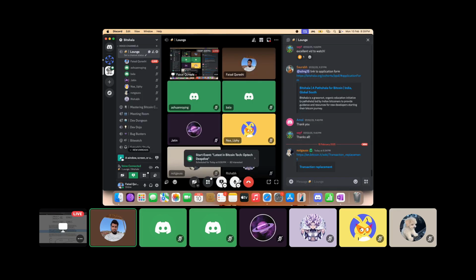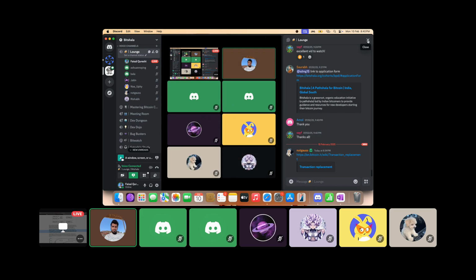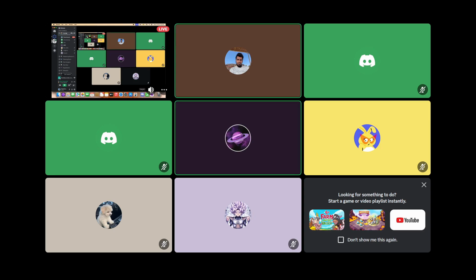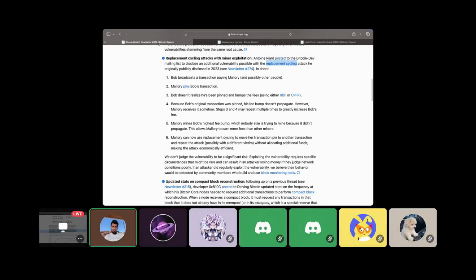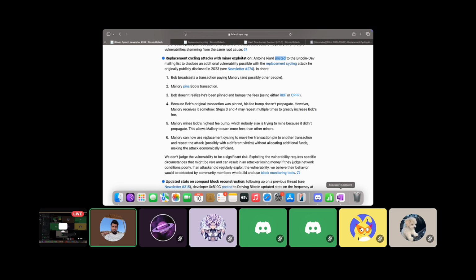Yes, Not Goss has shared a transaction replacement link of Wikipedia where you guys can go and explore what transaction replacements are. You guys can also explore what HTLCs are for those of you who don't know, and then it'll make more sense. So now we know what replacement cycling is. Let's understand replacement cycling in the context of the vulnerability that is discussed this week.